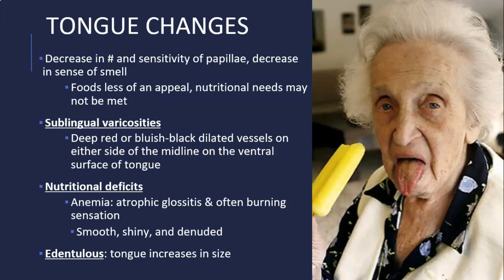Nutritional deficiencies, anemia, so there could be an atrophic glossitis or a burning sensation if they're anemic. We also can see a smooth, shiny, denuded tongue as well that can be attributed to nutritional deficiencies. And then if the patient is edentulous, their tongue does tend to spread out a little bit and fill in the size of the oral cavity, so you see an increased size in the tongue.